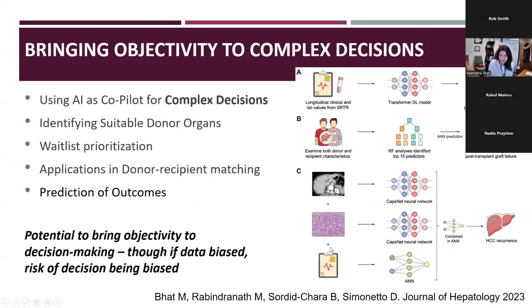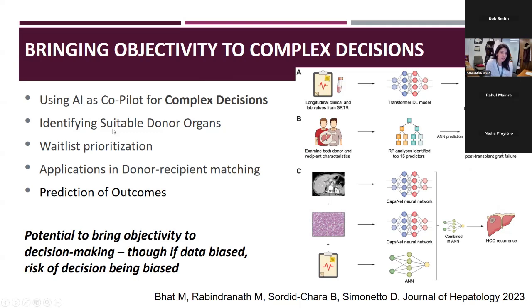We also published a review in the Journal of Hepatology last year summarizing the literature around AI in liver transplantation. And I think, for me as a hepatologist, what I particularly like is the idea to potentially bring objectivity to the complex decisions that we make in transplantation. And so the idea of using AI as a co-pilot for complex decision making is particularly interesting because there are various decisions that I feel could be more objectively made.